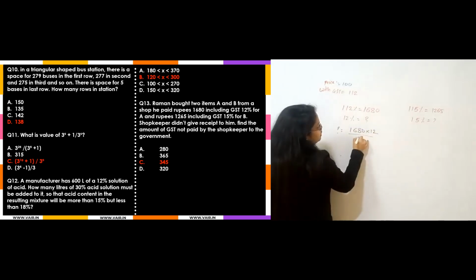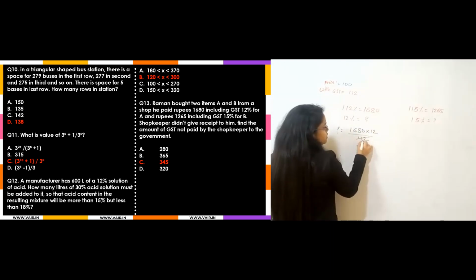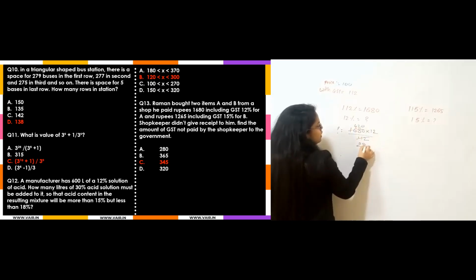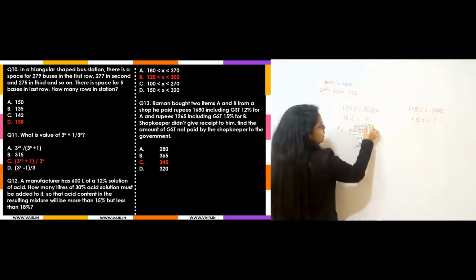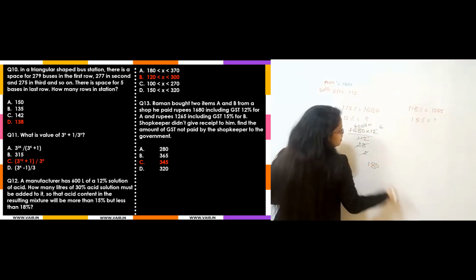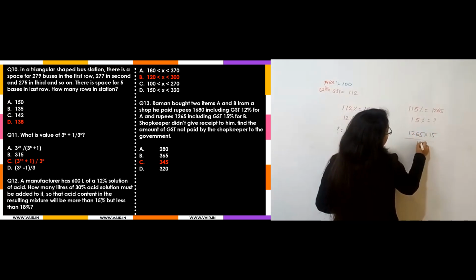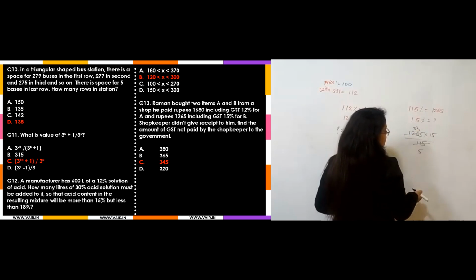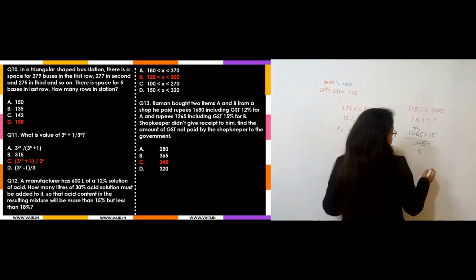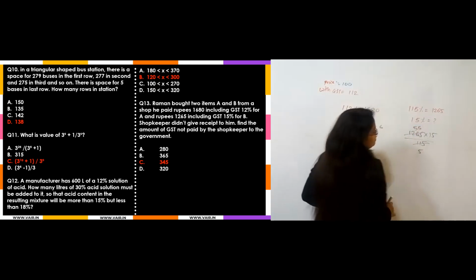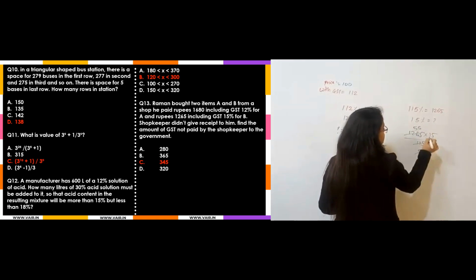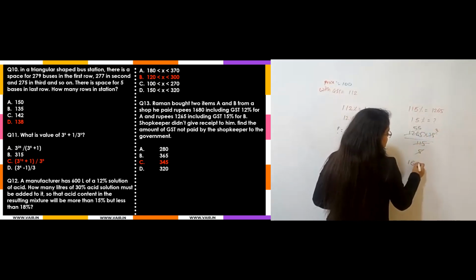1680 into 12 by 112. 4 2s are 4, 8s are 4, 4s are 4, 2s are 14, 2s are 14, 3s are 2 into 6 means 180 from the first item. And on the second one it will be 1265 into 15 by 115. 23 5s are 115, and again 5 into 3. So 15 3s are 165.